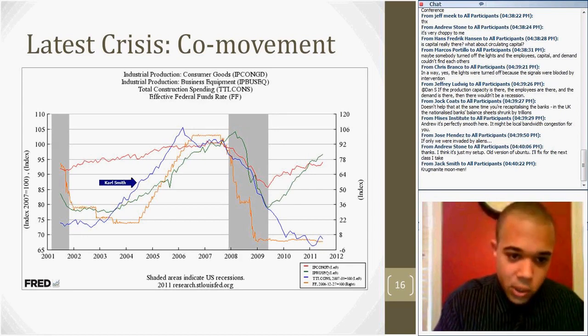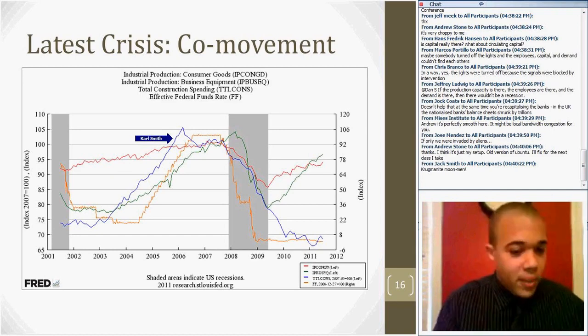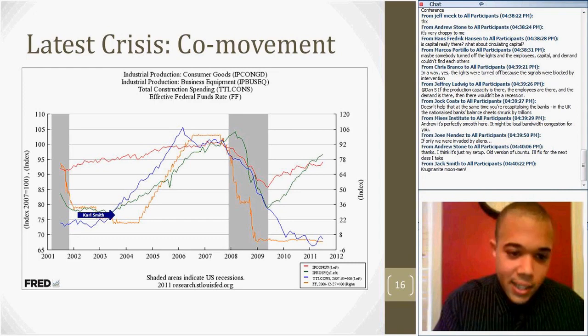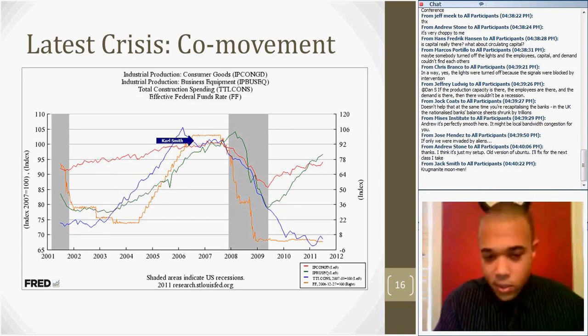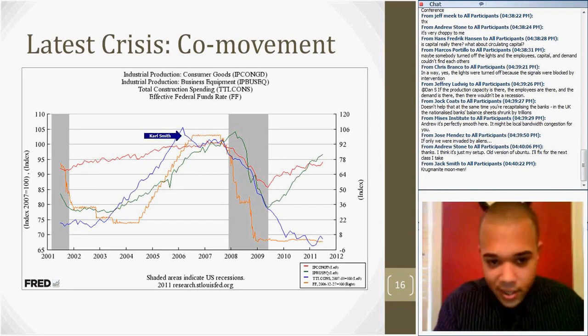Here's construction spending. This is what most people, I guess, would say was the biggest, most wasteful part of it. One thing to note is that construction spending was rising even as the Federal Reserve was raising interest rates. So it's not entirely clear that loose federal policy was pushing this. It seems that we were tightening and tightening and tightening during that entire period.